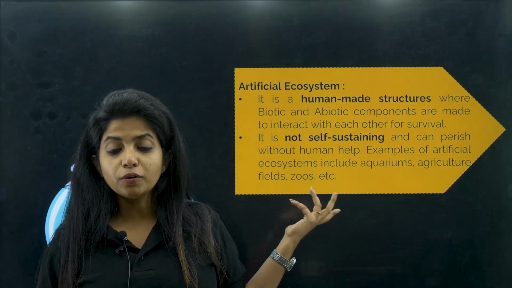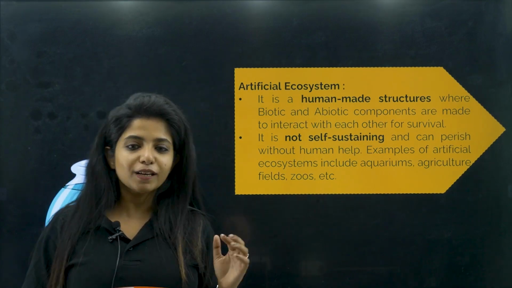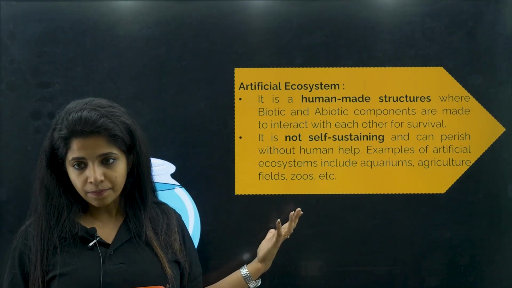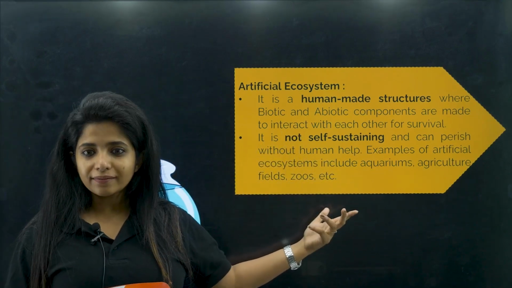But over here, we are not going to put any decomposers. Decomposers means bacteria, fungi and things like that. So basically, it is not self-sustaining. They need our help. Examples of such ecosystems are aquarium, agriculture, zoo and everything, right?